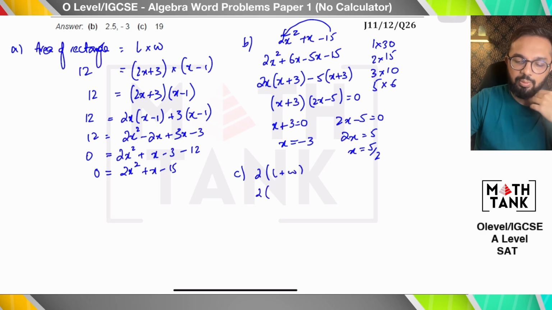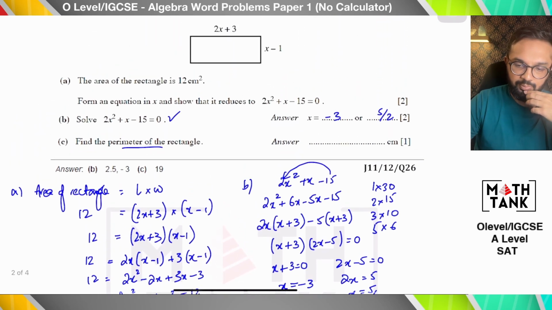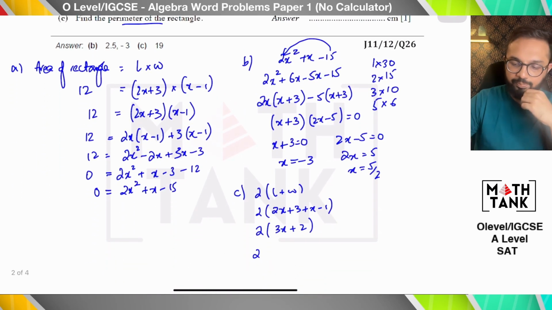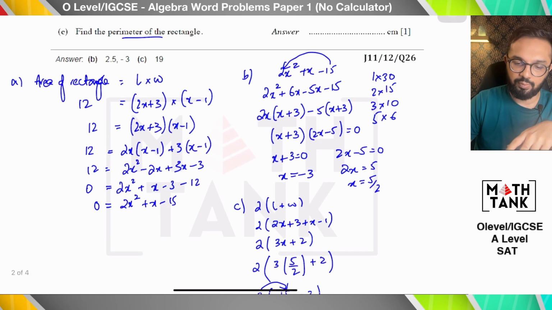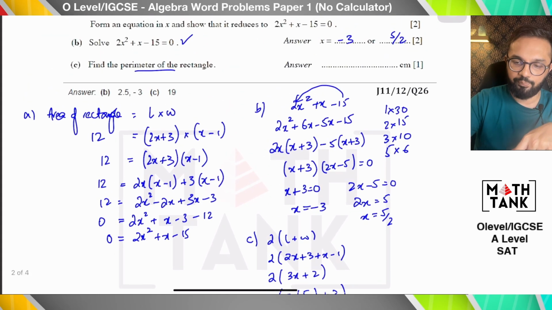So I'm going to do what? I'm going to add them up first, x plus 3 plus x minus 1. So that becomes easier to plug in the numbers. I get 3. I can't use a calculator because this is a no calculator section. So 2 times 15 over 2 plus 2. Let's multiply that, multiply by 2. That gives me 30 over 2 plus 4. I get 15 plus 4, which is 19.